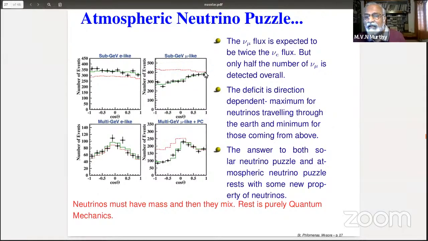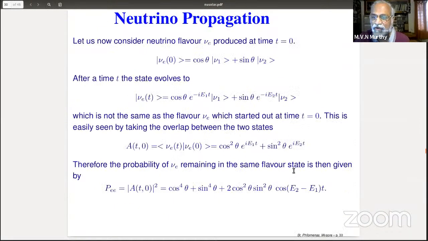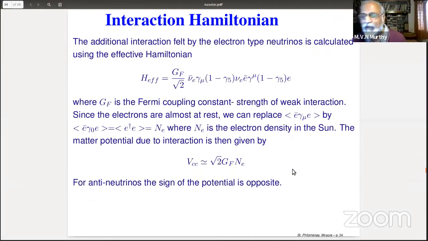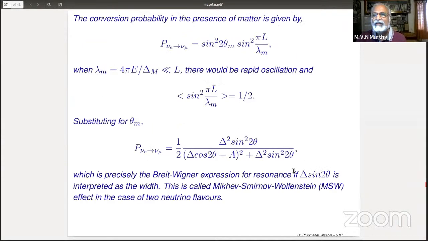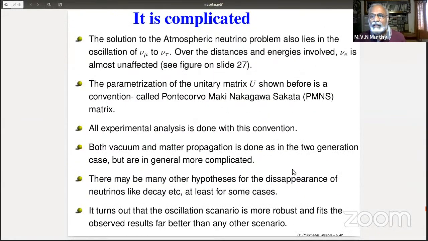And you see it is very dramatic. The moment you put in oscillations, the green line goes through the data, and the red line, especially for those coming from below, is very, very different from what we see with oscillations. So this confirms the oscillation scenario also for atmospheric neutrinos. And thus, it completes the solution of the neutrino deficit problem in atmospheric muon neutrinos and solar neutrinos. Here is more or less the summary of the results, and I'll show you a diagram also next.